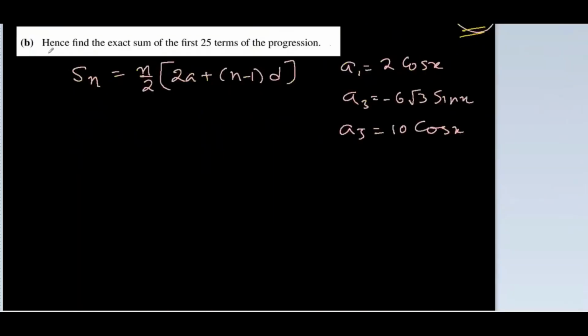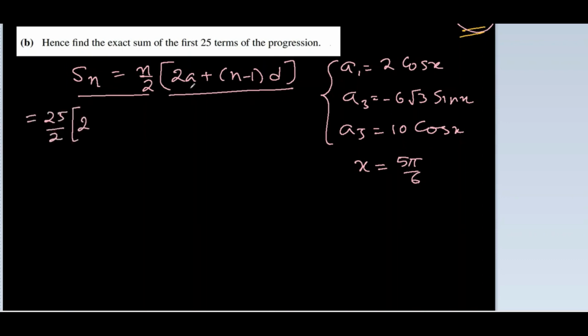In part B, they are asking us to hence find the exact sum of the first 25 terms of the progression. I have written the formula here for the AP. This is the sum of the first n terms. These were the a1, a3 and a5 given, and we got x equal to 5 pi by 6 in part A. So let's substitute the values one by one, the ones we know. 25 over 2 times 2a. a is actually a1, the first term. So let's find a here: 2 cos 5 pi by 6.